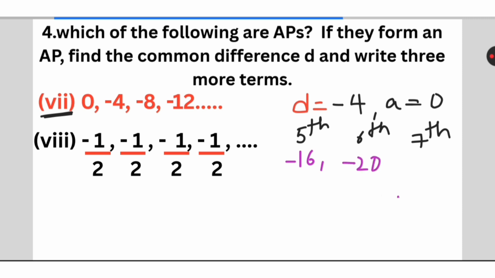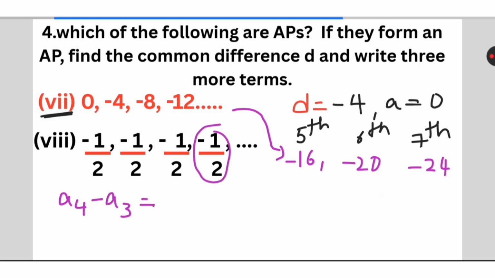So now let's do 7th term. 7th term is nothing but a plus 6d. A is 0 plus 6 times minus 4, which gives minus 24. The 7th term is minus 24. Now let's check for the 8th question. For this, check the difference. A4 minus A3. So what is the 4th term? Minus 1 by 2. Minus of A3 means minus 1 by 2. Here minus into minus plus. Minus 1 by 2 plus 1 by 2, which gives only 0. The common difference is 0.